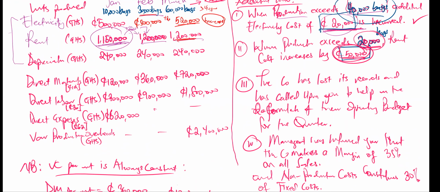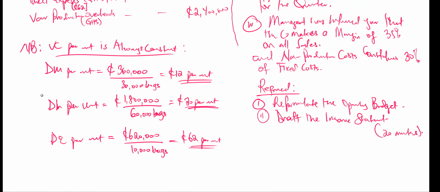We get 1,860,000. Then by the 60,000 bags, this is by 2, that is 3,720,000. So variable production overhead, we can do the same thing, right? Variable overhead, because it's variable, is also constant.